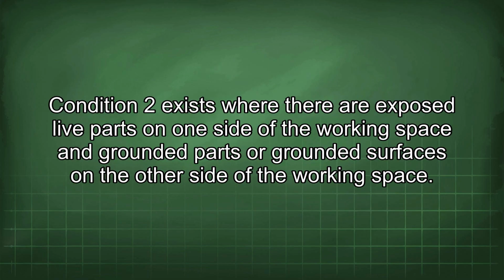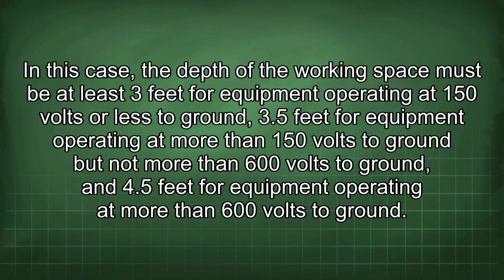Condition 2 exists where there are exposed live parts on one side of the working space and grounded parts or grounded surfaces on the other side of the working space. In this case, the depth of the working space must be at least 3 feet for equipment operating at 150 volts or less to ground, 3.5 feet for equipment operating at more than 150 volts to ground, but not more than 600 volts to ground, and 4.5 feet for equipment operating at more than 600 volts to ground.